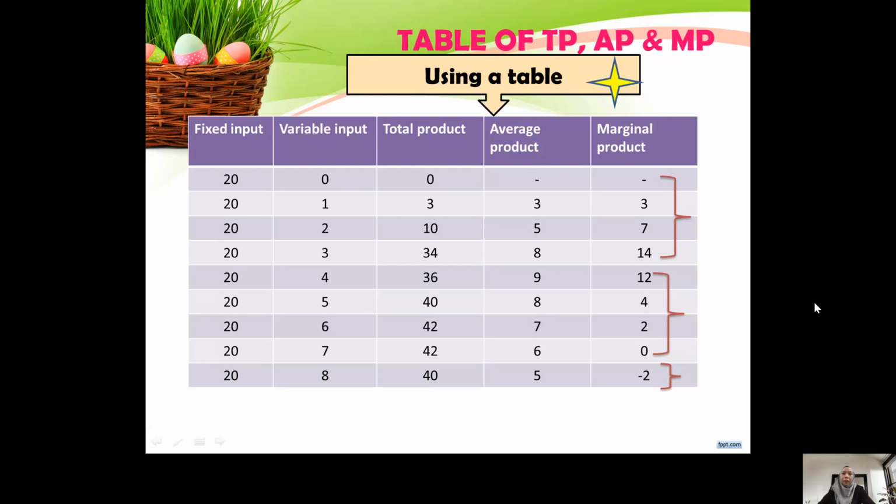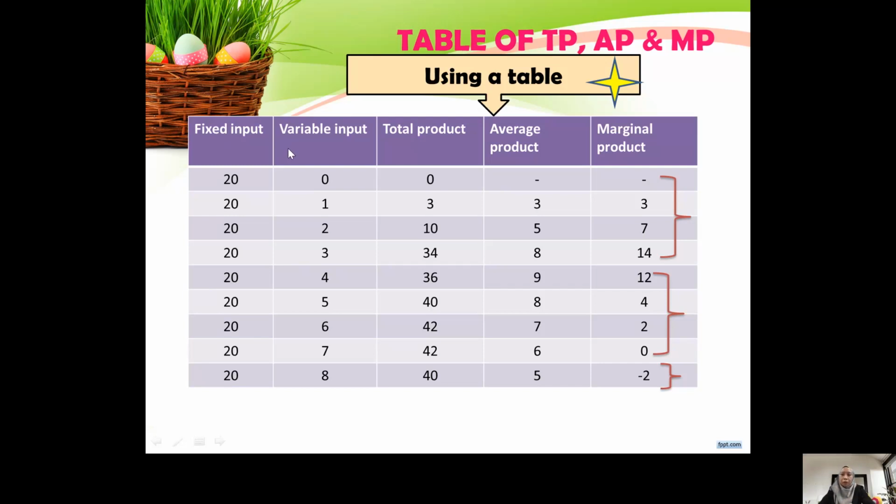Before that, I will explain the table first. This is the table that you will normally find in questions and in your book. The table is about the values of data for total product, average product, and marginal product. Sometimes the table provides the data for the fixed input, sometimes only the variable input. In the example here, I'm using both inputs, fixed input and variable input.